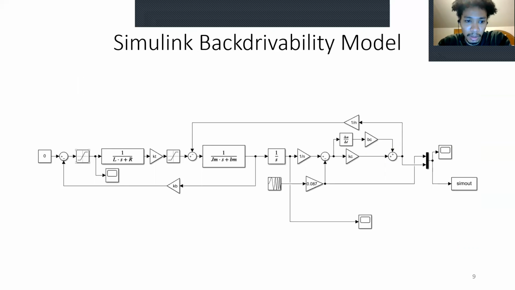Here we have the backdrivability model. We have the step functions and the transfer functions. We have gains as well. And again, we can read the output through the scope.